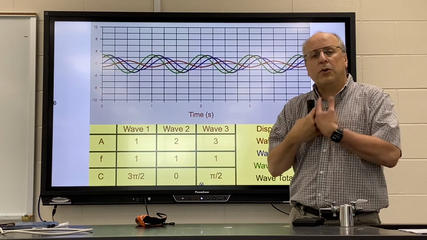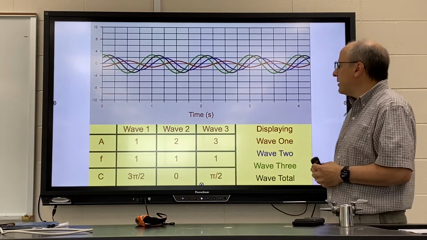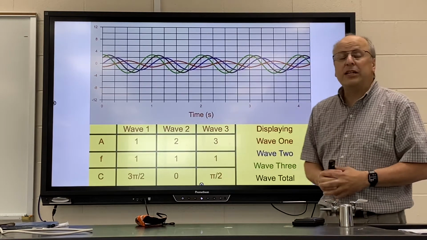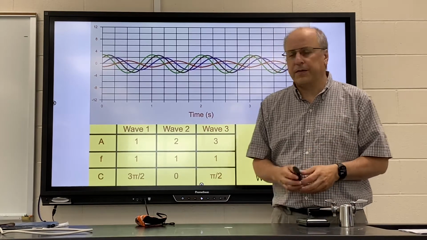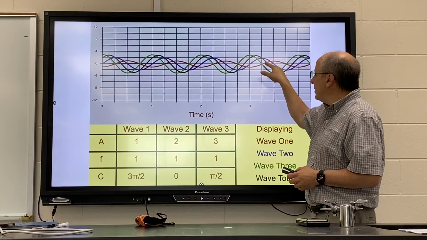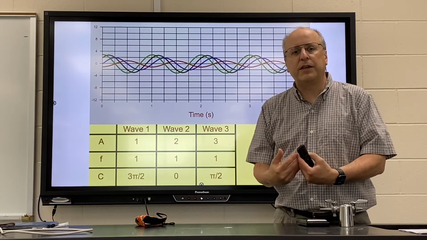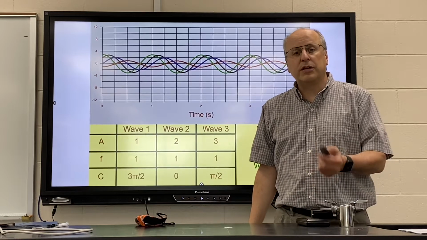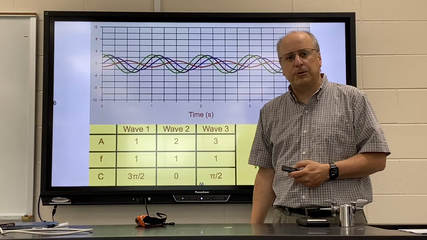Okay? So we have two different ways that these waves can interact. This is an example of destructive interference. Now it's only partial destructive interference because you can see that we still have a wave, it's just not as large as one of the original waves. So somehow the other two waves are helping to lower its amplitude.